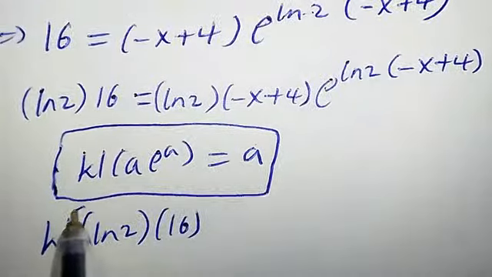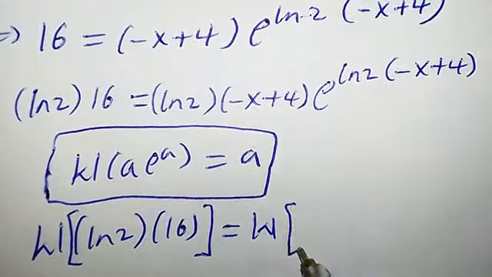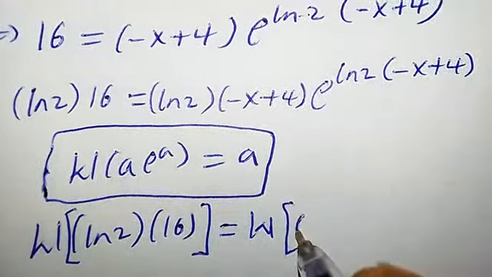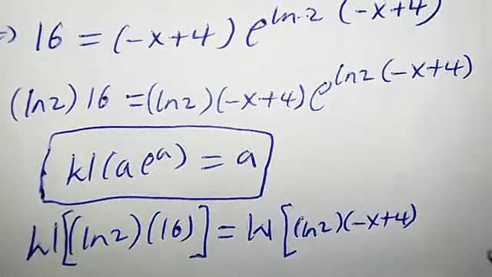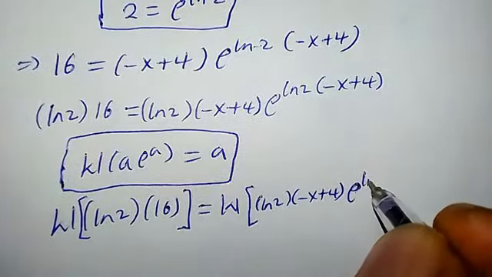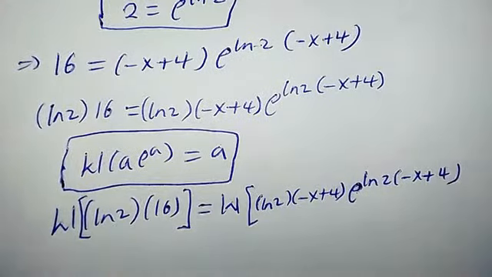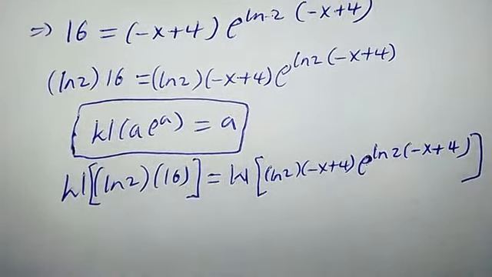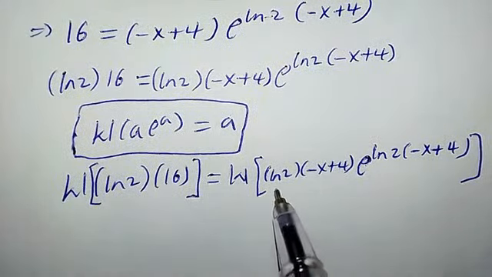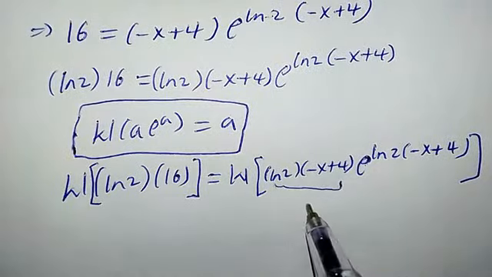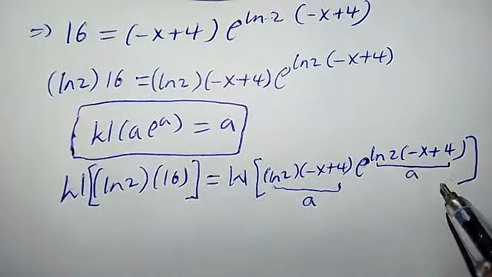We can use square brackets to isolate this, equals W of this whole guy, ln 2 times negative x plus 4 times e to the power of ln 2 times negative x plus 4. Close the bracket. So now, applying this Lambert W function formula, you observe that this guy is simply a, this power also is simply a.